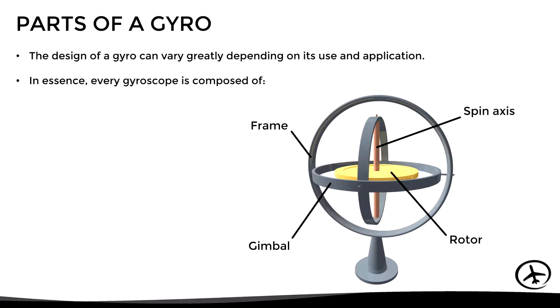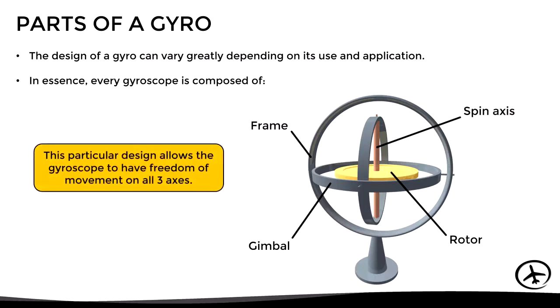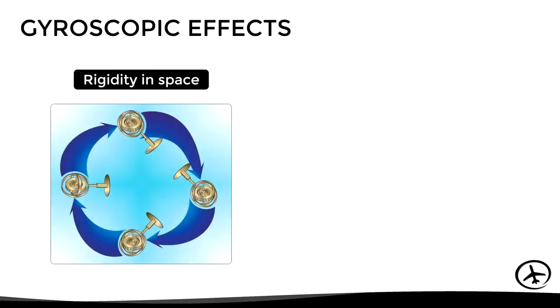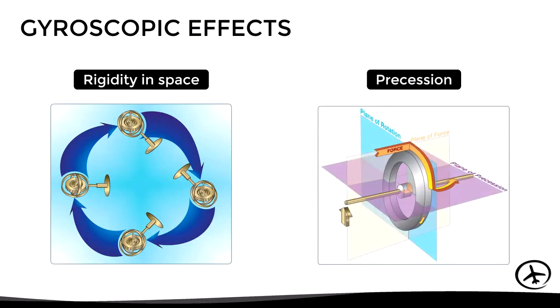This particular design allows the gyro to have freedom of movement on all three axes, and therefore it is known as a free gyro. Now, when the rotor is not moving, nothing happens, and the gyro behaves like an ordinary object. However, when it starts spinning, it begins to experience the gyroscopic effects. These effects are rigidity in space and precession.